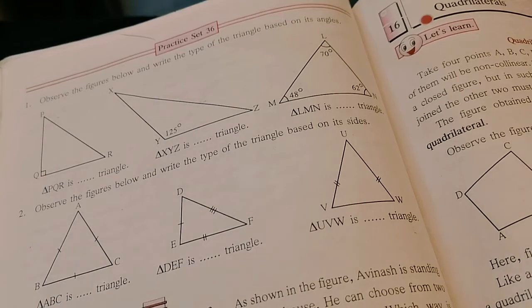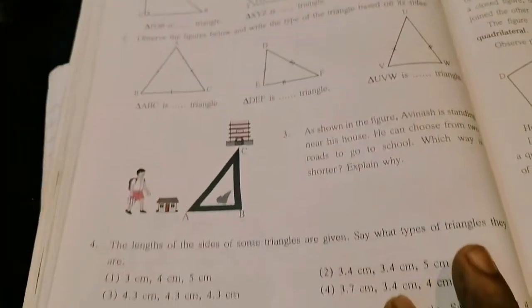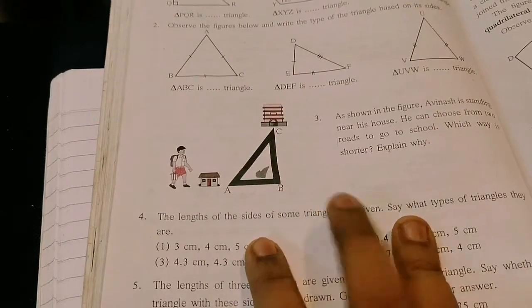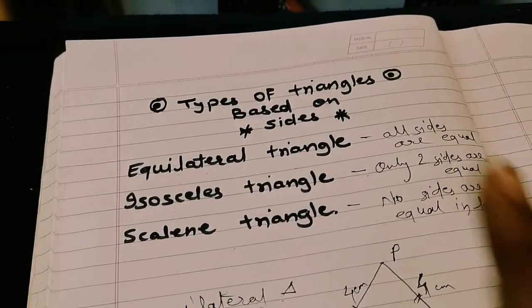Students, in our last lecture, we had studied about types of triangle, and your question number 4 of PS 36 is based on it. Before moving to that question, we will just revise once.